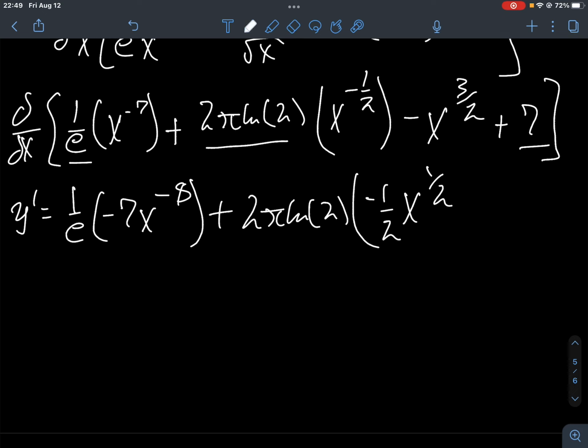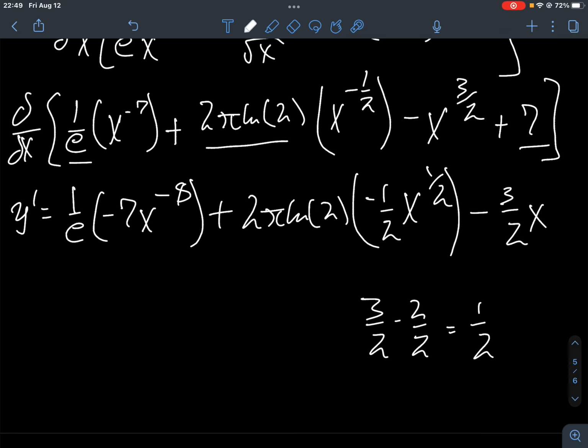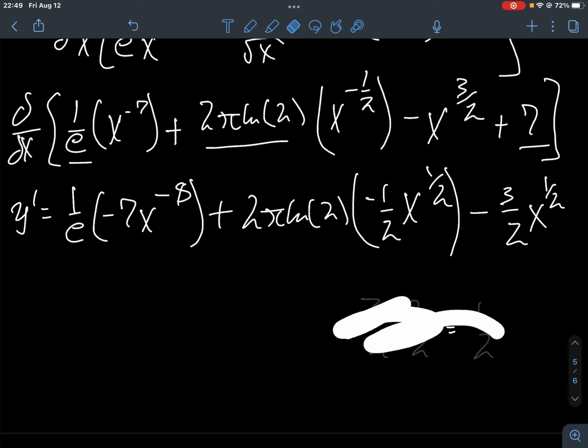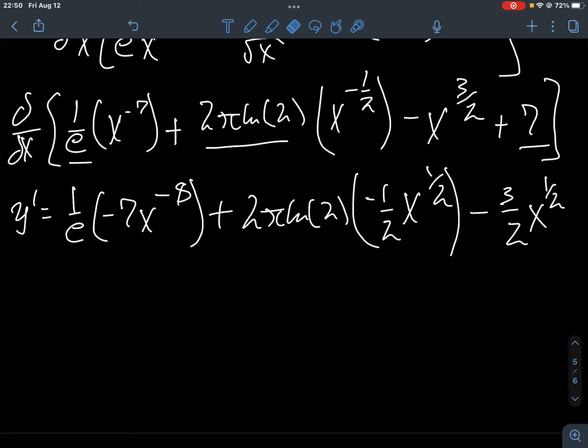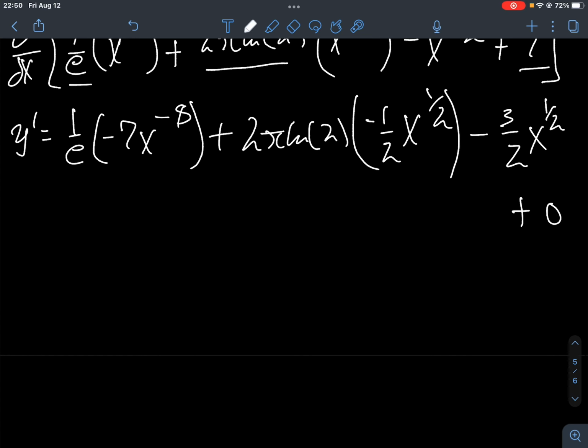Okay. Minus, now we could bring that 3/2 down. It's going to be x to the 3/2 minus 1, which would be minus 2 over 2, which will be, again, a half. And then plus 7, well, the derivative of a constant is just going to be 0. Great. So there's a derivative. Now all we have to do is simplify.